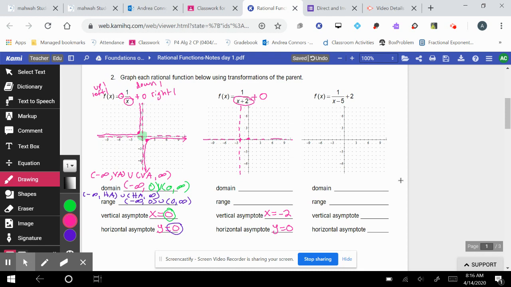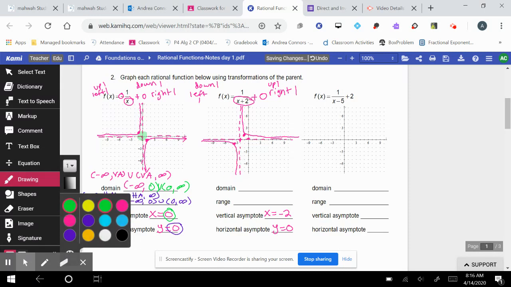From here, remember, this is positive. So I'm going to go up 1, right 1, and make a point. Up 1, right 1, make a point. And you connect it as close as you can to the asymptotes without ever touching. And then I'm going to go down 1, left 1. So down 1 and left 1 to make a point and do the exact same thing over here.